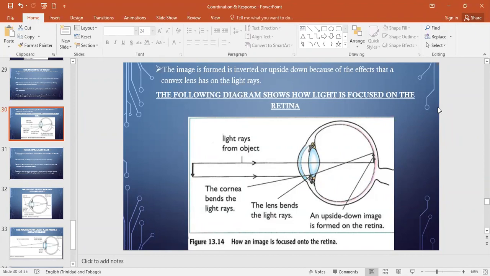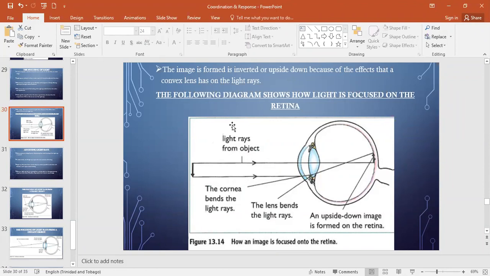All right. So now, seeing how we're talking about how light rays are focused onto the retina, you all need to understand and know how to draw this diagram and even to explain how light rays are actually bent onto your retina and what happens when you are focusing on a near object versus what happens when you are focused on a distant object. Okay.